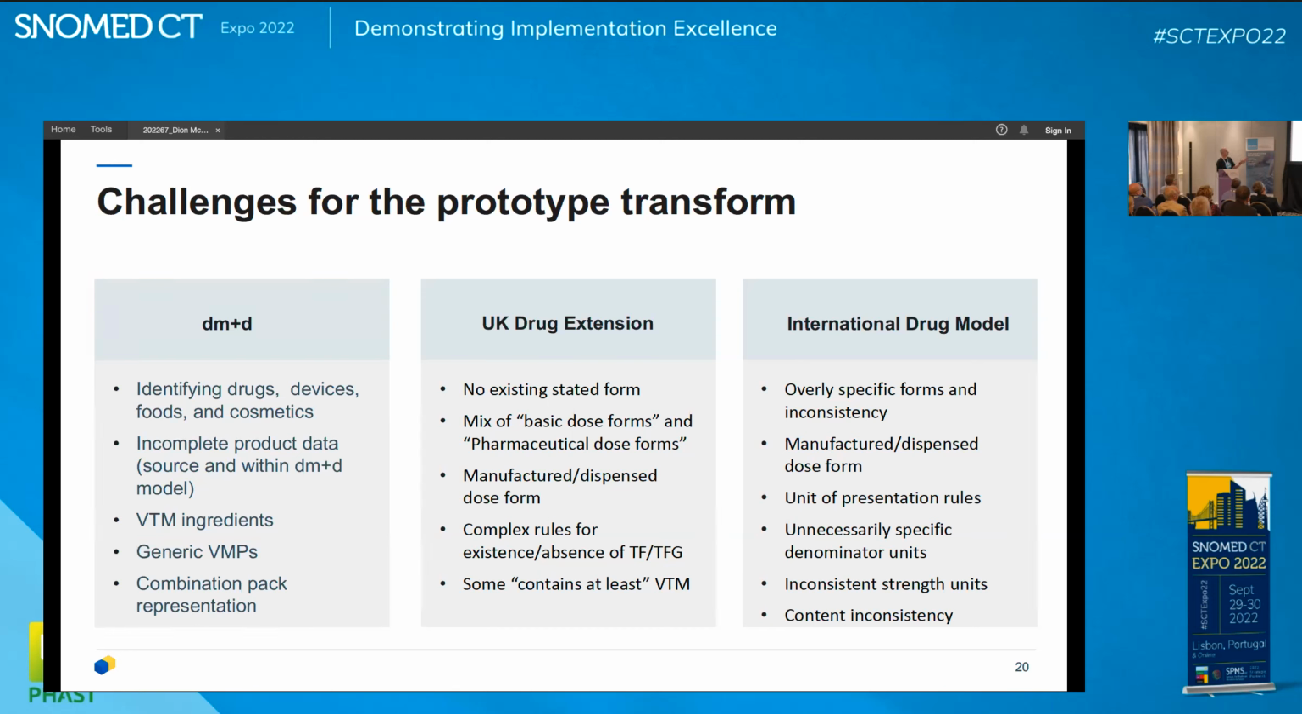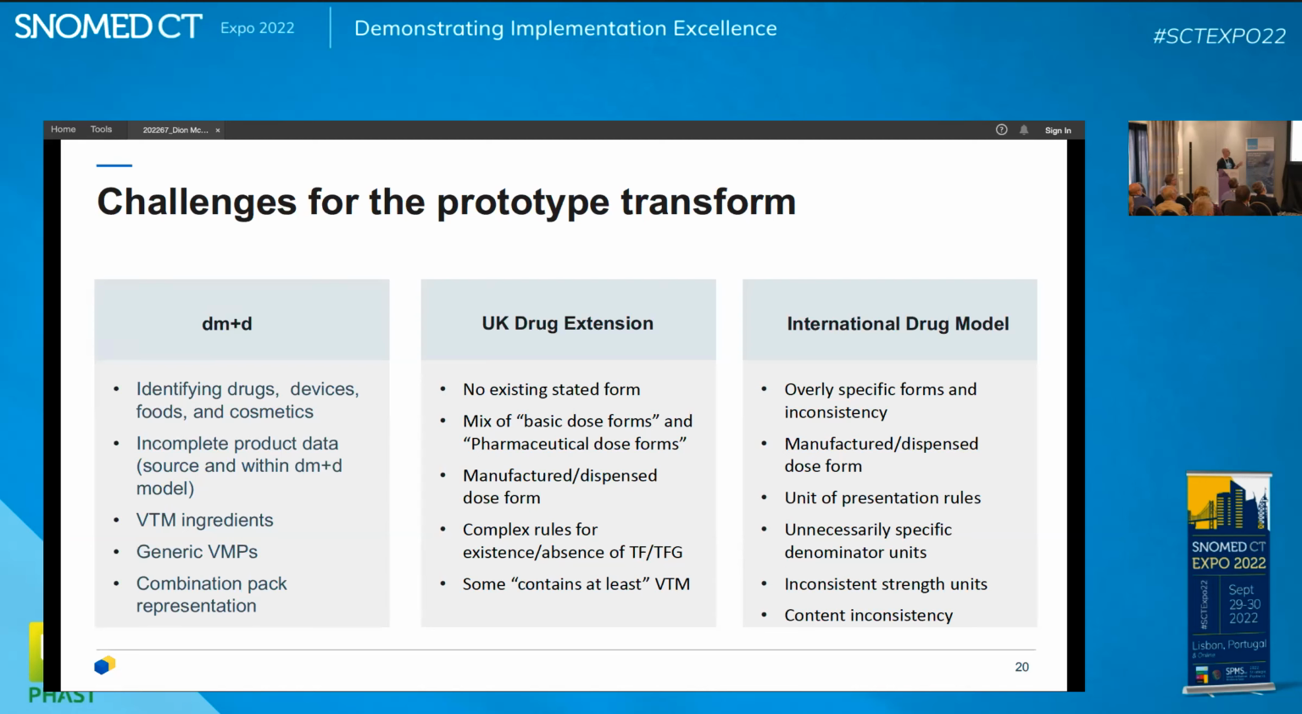The UK drug extension had no existing stated form, and obviously there was that mixture of basic dose forms versus the pharmaceutical dose forms, which imply route, as I mentioned before. There's a big difference, which is whether we're talking about the manufactured or the dispensed dose form. dm+d was all based on the dispensed dose form. The international content's all the manufactured dose form. So there's quite a big division there, and again affects interoperability all the way up at that medicinal product form level.